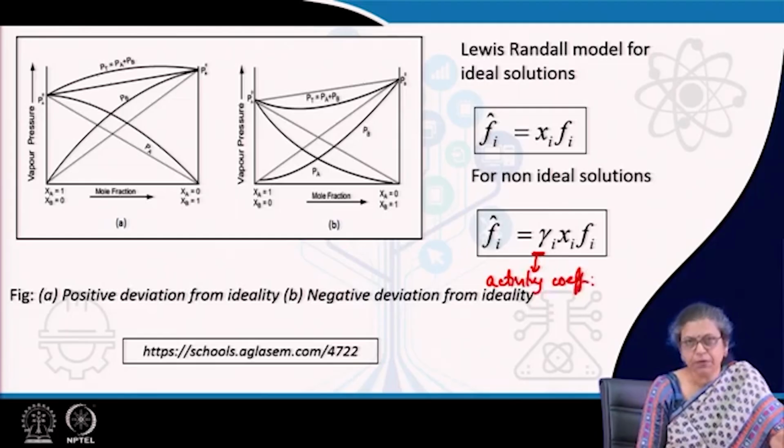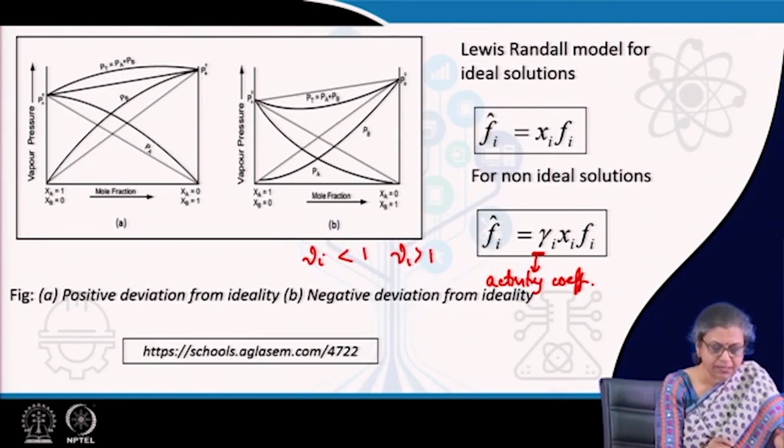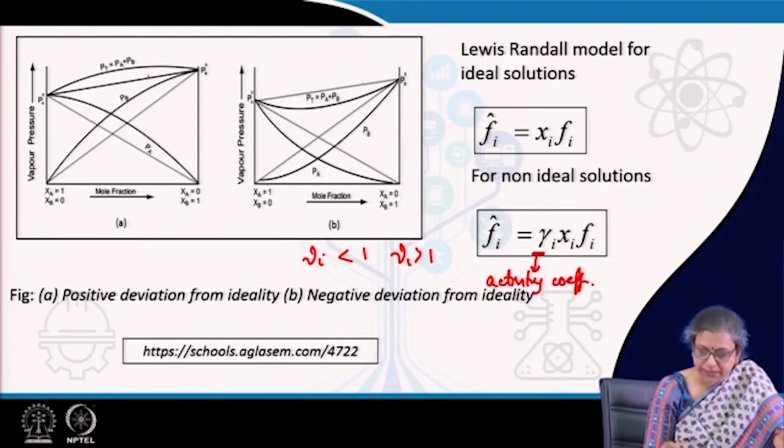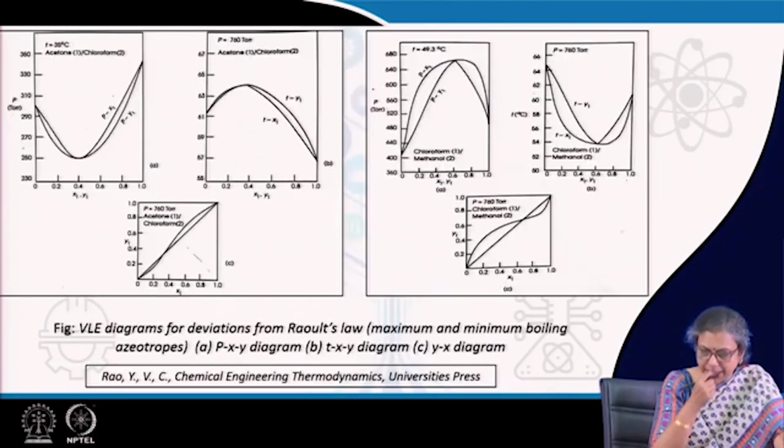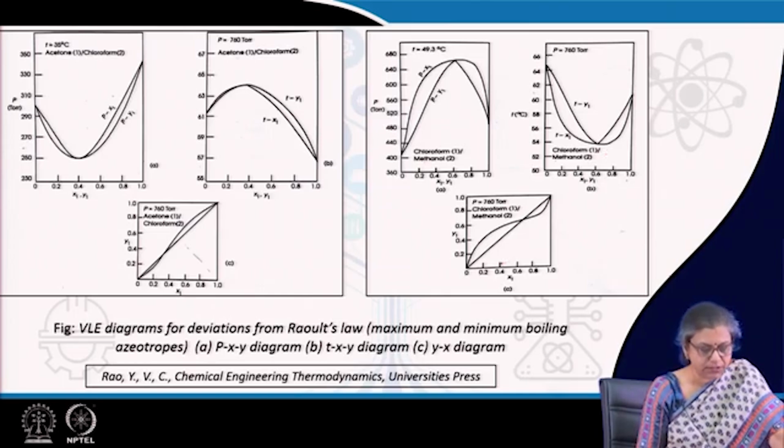Now, there can be positive deviations from Raoult's law, there can be negative deviations from Raoult's law. In other words, gamma i can be less than 1, gamma i can be greater than 1. When gamma i is greater than 1, naturally the total pressure is higher than that calculated from your ideal solution model, and when it is less than 1, naturally the total pressure is lower than that computed from the ideal solution model. So quite naturally the Pxy, Txy and the xy diagrams get modified for non-ideal solutions in this particular way.